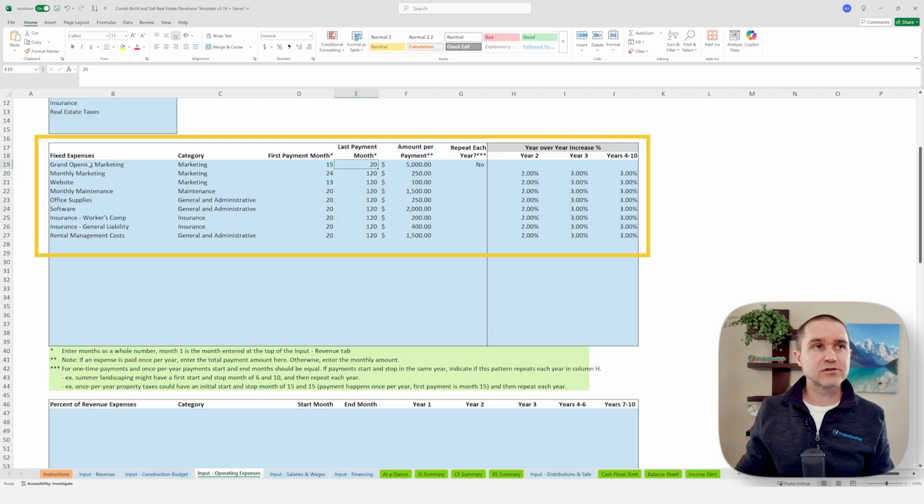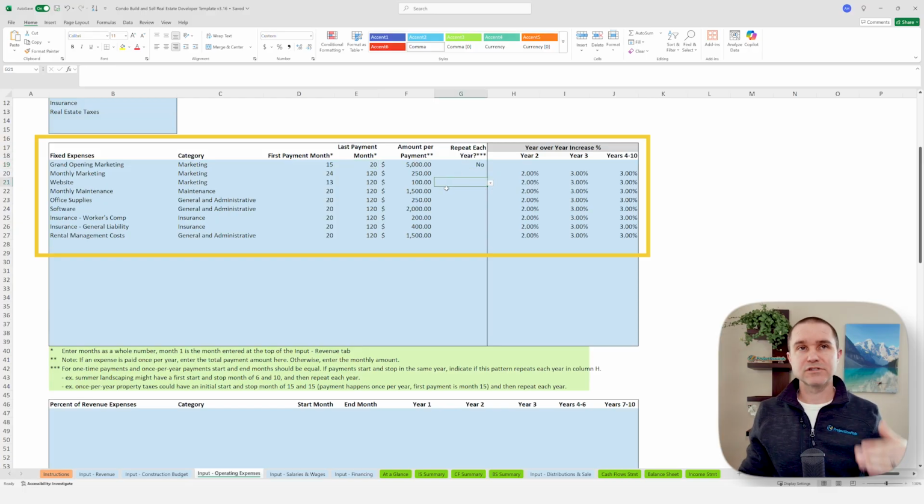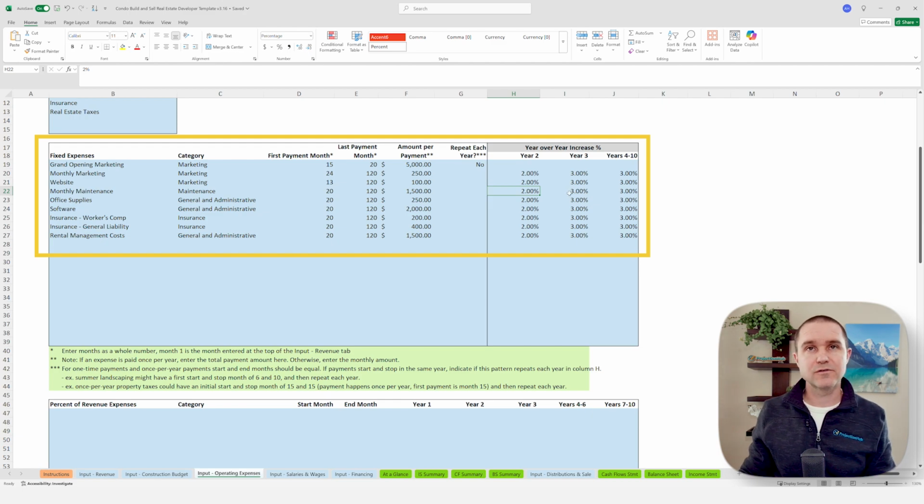But there could be certain expenses that you only want to go for a period of time. So grand opening marketing here, we could say is month 15 through month 20, and it's $5,000 a month. And it's not going to repeat in future years. Now the rest of these, we assume we're just going to keep paying $100 a month from month 13 all the way through month 120 for the website. And here's our inflation rate. It's going to increase by 2% in the first year, 3% the next year. And then after that, we're just going to apply a 3% growth rate going forward.